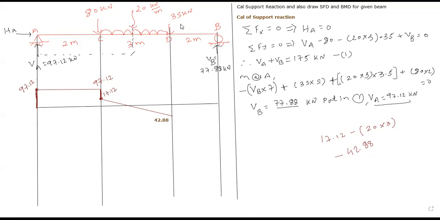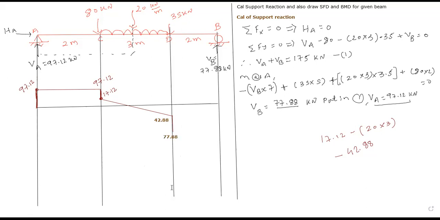Now at point D we already have a downward reaction force, yes or no? At point D we have a downward 35 kilonewton load, so we need to add or subtract this load, yes or no? So minus 42.88 minus 35, what is your value? Please give me the value. Yes, minus 77.88. I hope it is clear to all of you. Minus 77.88. Please confirm me in chat box.